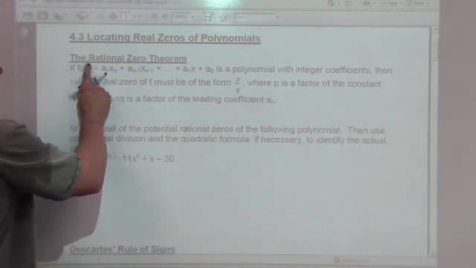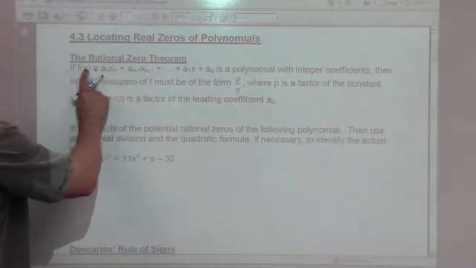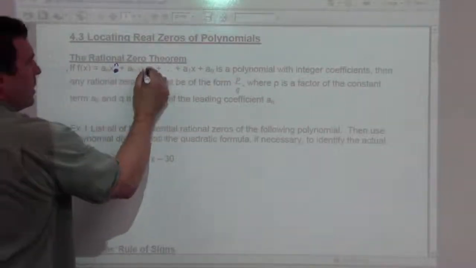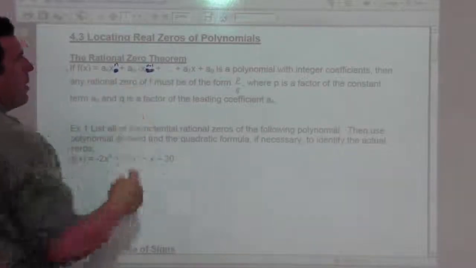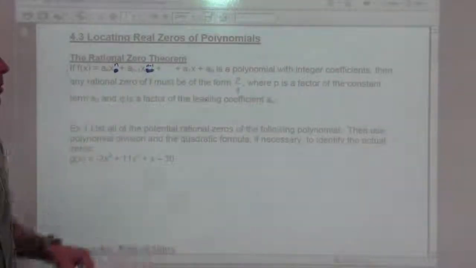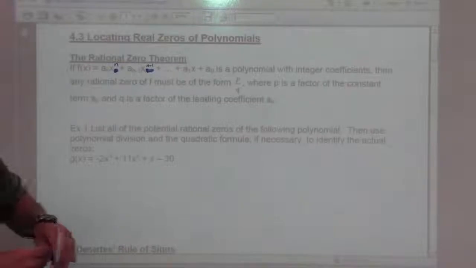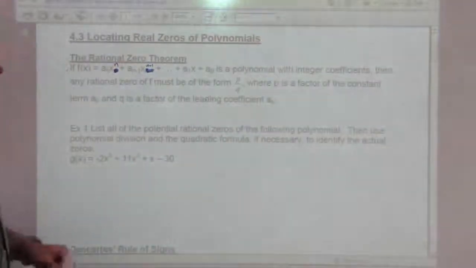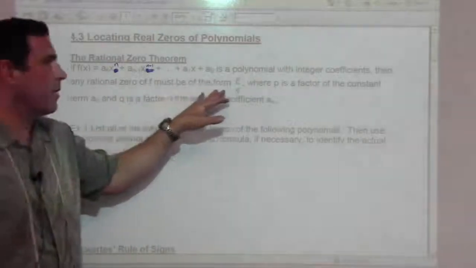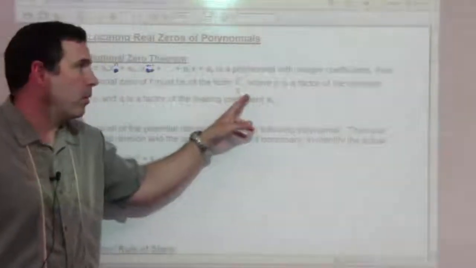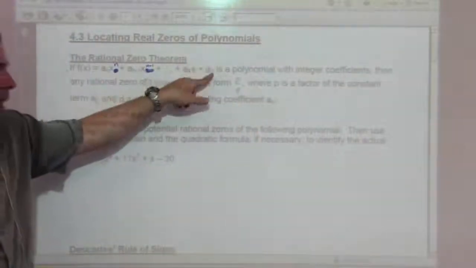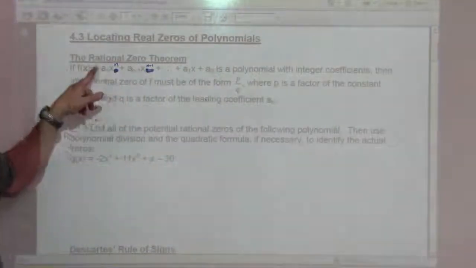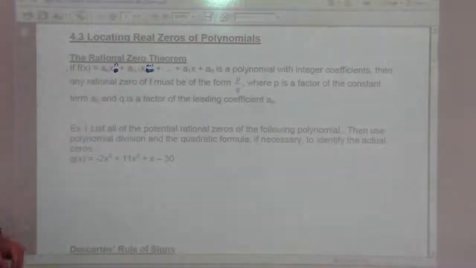The rational zeros theorem: if f of x equals a sub n x to the n power, plus a sub n minus 1 x to the n minus 1 power, plus dot dot dot, is a polynomial with integer coefficients. So that's key. Integer coefficients, that's positive or negative whole numbers. Then any rational zero of f must be of the form p over q, where p is a factor of the constant term, your a sub 0, and q is a factor of your leading coefficient, your a sub n.